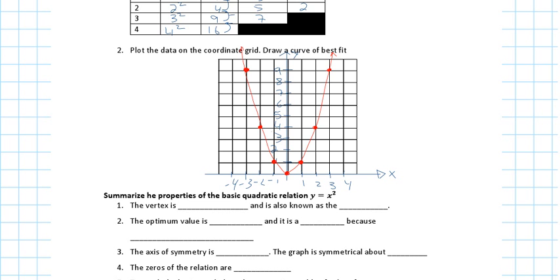So if you're looking at this graph, which is the parent quadratic function, the vertex is 0, 0. Remember, a vertex is a point, so it has to have an x and y value. My vertex is right here, at the origin, and it's 0, 0. We call that 0, 0 point the origin.